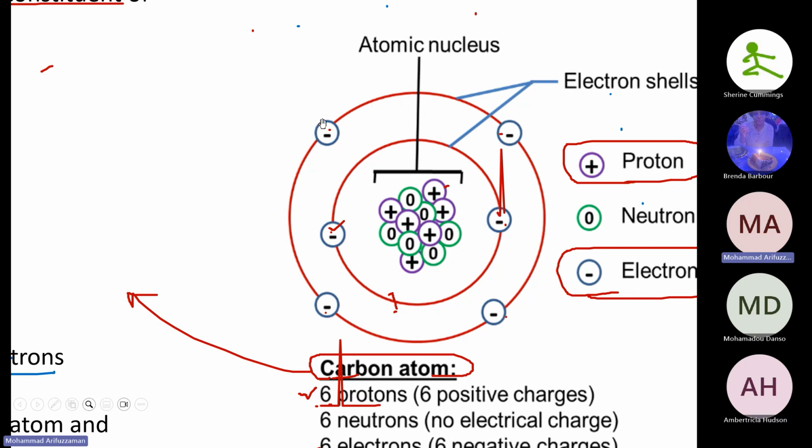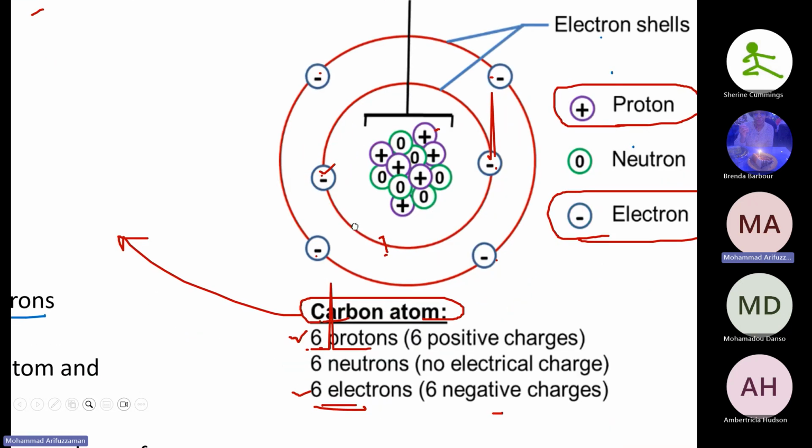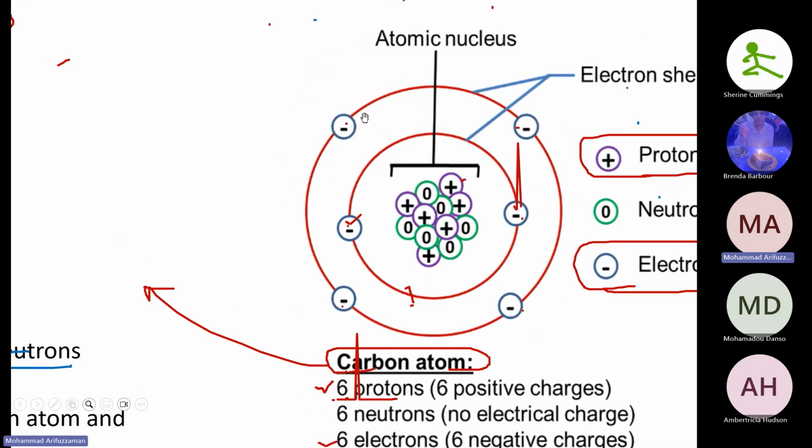And the second shell can take, if you look at the carbon, 6 electrons in total, so 4 remaining electrons go into the second shell. But the maximum capacity of the second shell is 8. So the inner shell can hold 2 electrons maximum, and the second shell can hold 8 electrons maximum.